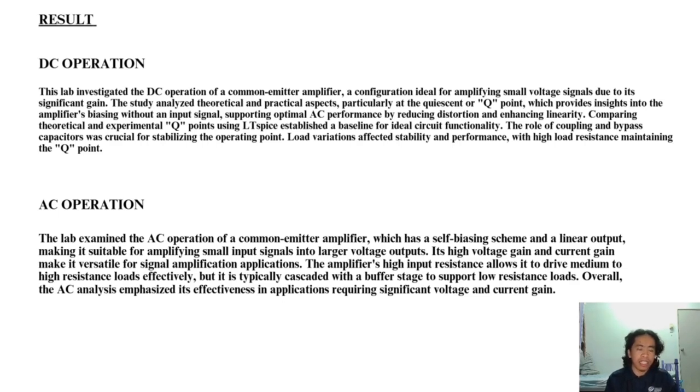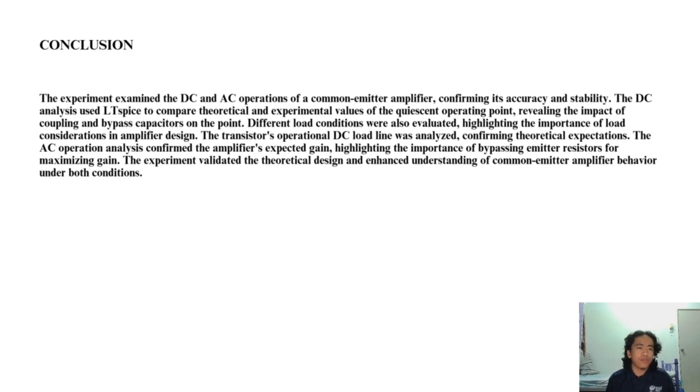Overall, the AC analysis emphasized its effectiveness in applications requiring significant voltage and current gain. The conclusion for this experiment is that it examined the DC and AC operation of a common emitter amplifier, confirming its accuracy and stability.